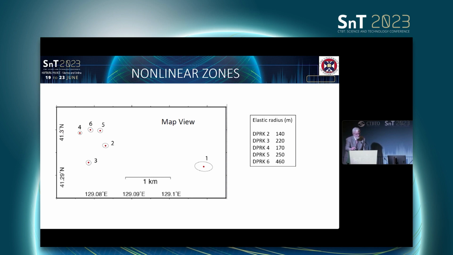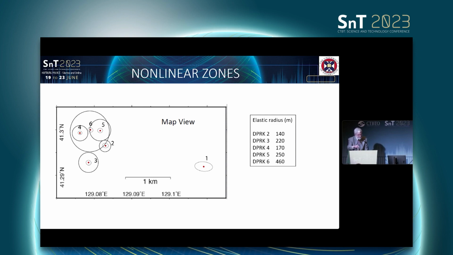So here are the 2, 3, 4, 5, and 6 explosions. There's the kilometer scale, and then here are the radii on the right-hand side. So let's see what happens. That's the nonlinear zone around the second one. That's around the third one. That's around the fourth one. Now, there's no room for that sixth one, is there? So all that granite is destroyed.